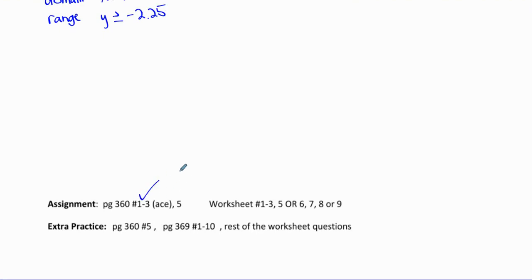Your assignment, you've already done this one, or you should have from last time. All you need to do is your worksheet, not all of the questions, just numbers 1 to 3 and 5 or 6, 7, and then 8 or 9. If you want, you can do some extra for practice, but that is all that is required of you.